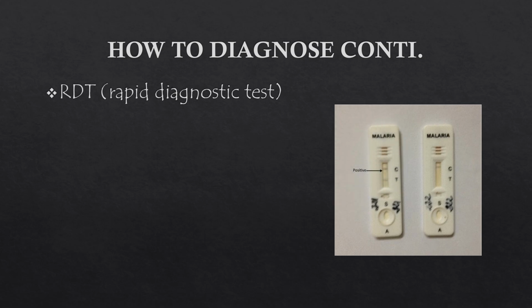The other way to test or diagnose malaria is by using the RDT, that's the rapid diagnostic test, and this is commonly used in various health facilities, even at the laboratories. Just a prick of blood is taken to determine if you are positive for malaria or not. This RDT only determines one specific type of Plasmodium, that's the Plasmodium falciparum.